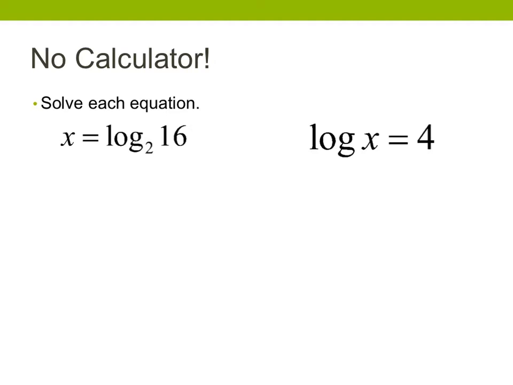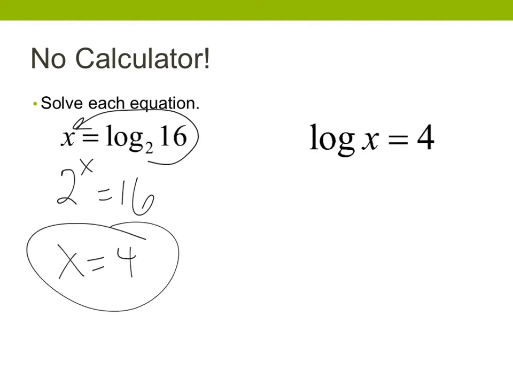Alrighty, so this first one here, we've got x equals log base 2 of 16. Well, I think a lot of you could probably do this one in your head, because all we have to do is think, well, 2 to what power gives me 16? Or if you were to rewrite this, you'd have 2 to the x equals 16. You could think about that. Okay, well, I know that x equals 4.